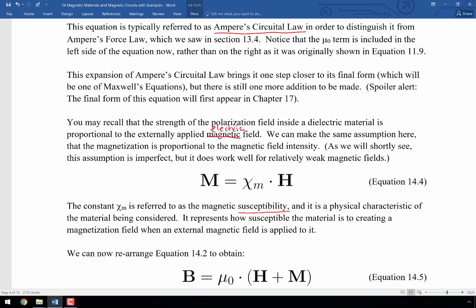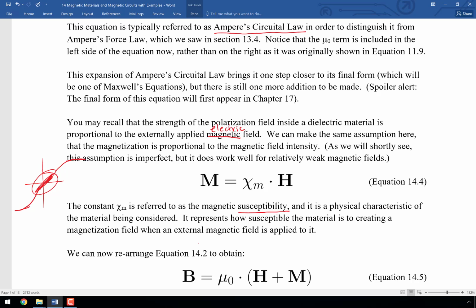Now this is not a perfect assumption because the magnetization field is not exactly proportional to H, but it is true for relatively low intensities of magnetic field. So, often you'll find that there'll be an equation that is true near the origin, but as you get further away from the origin, maybe something else happens. And that's kind of what's happening here, is that within the region of low intensity fields, M is proportional to H. But ultimately, it will not be proportional across the full range of H.